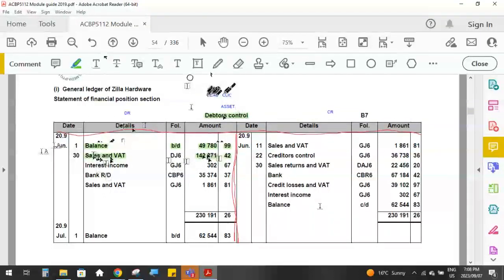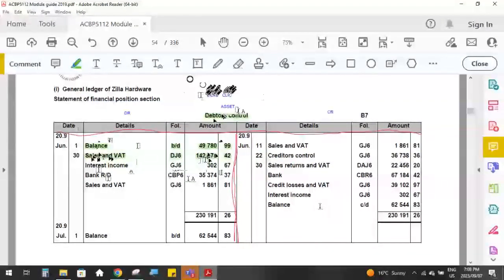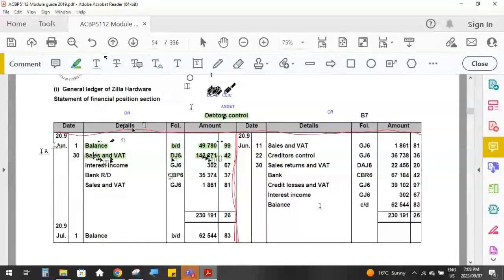And you must remember to write down under folio the page reference of the journal that you took this total from. So debtors journal 6. And that's given to you in the textbook on page 37.